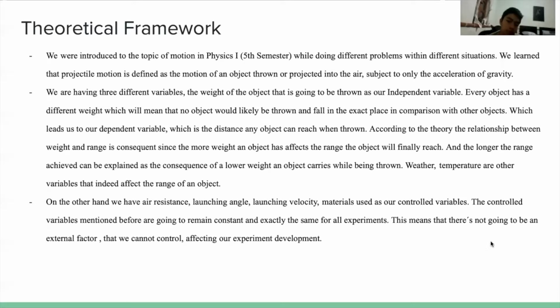On the other hand, we have air resistance, launching angle, launching velocity, and materials used as control variables. The control variables mentioned before are going to remain constant and exactly the same for all experiments. This means that there's not going to be an external factor that we cannot control affecting our experiment development.